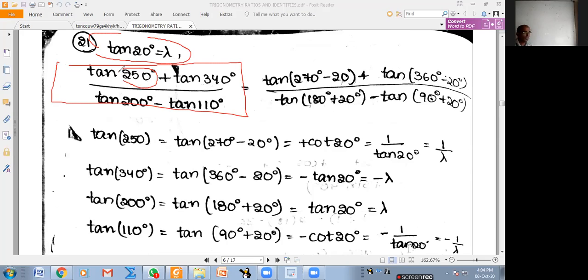So 250 degrees, I can write 270 minus 20. 340, I can write 360 minus 20. 200, I can write 180 plus 20. 110, I can write 90 plus 20. What is tan 270 minus 20? Cot 20, because third quadrant and 270 is an odd multiple of 90, so tan becomes cot. And cot 20 is 1 by tan 20, and tan 20 is given as lambda in the question. So tan 250 alone is 1 by lambda.